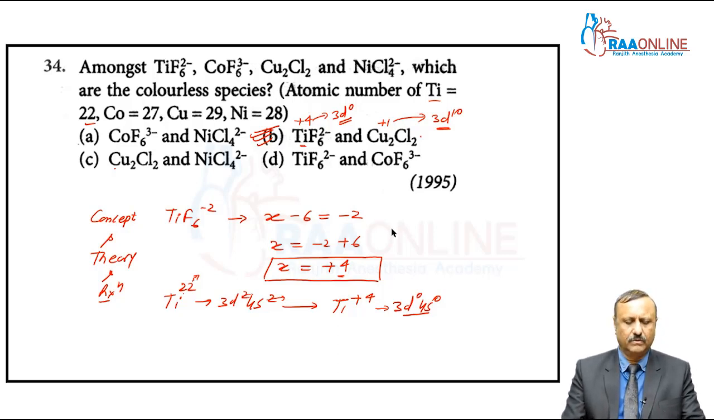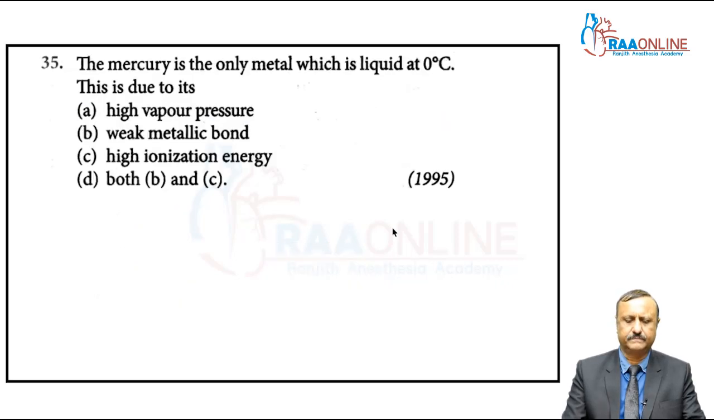Now, my dear students, we can go to question number 35. Here is question number 35. Mercury is the only metal which is liquid at 0 degrees Celsius.